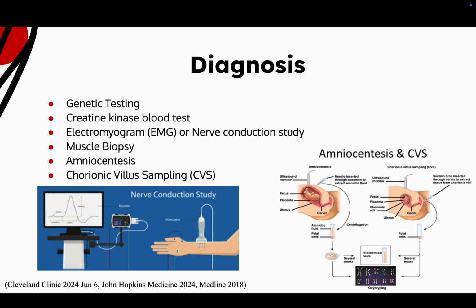Diagnosis can be through genetic testing, creatine kinase blood test, electromyogram or nerve conduction study, muscle biopsy, amniocentesis, chorionic villus sampling, and SMA is also looked for in newborn screenings in all 50 states.